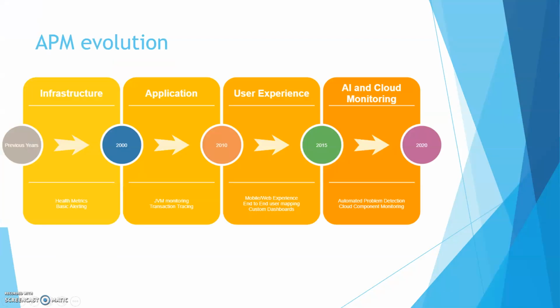Let's talk about APM evolution. APM has a long history of evolution. Before even APM were commercialized, there were these tiny softwares native with language which were used to monitor limited metrics in application. Era before 2000 was dedicated to machine health metrics.